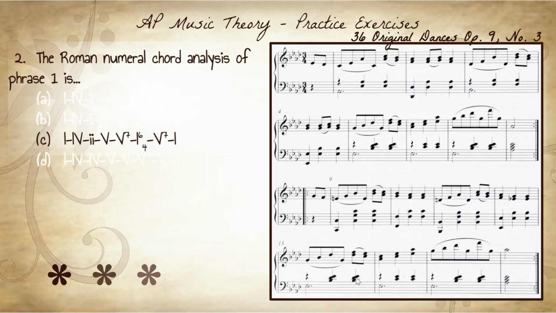Correct answer is C. The Roman numeral analysis for phrase 1 is tonic to subdominant to supertonic to dominant 7th to second inversion tonic to dominant 7th to tonic. Let's comment about this progression. The function is tonic to predominant, predominant, dominant, dominant, dominant, dominant, tonic.